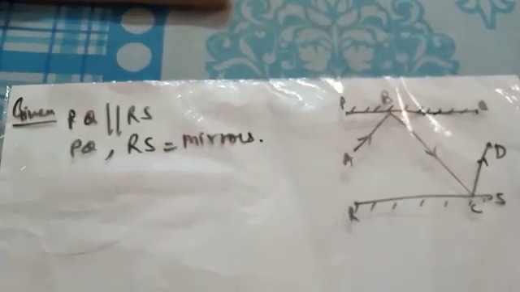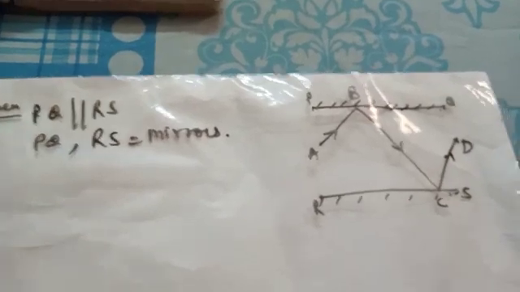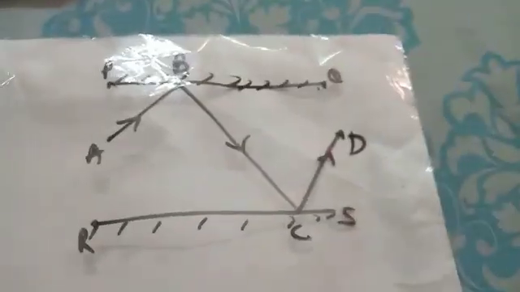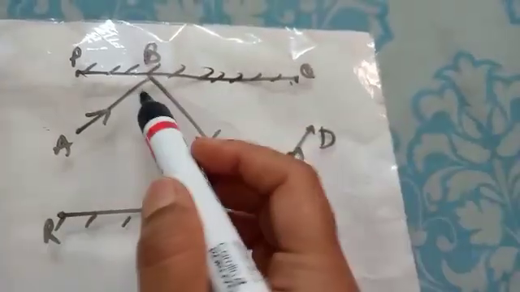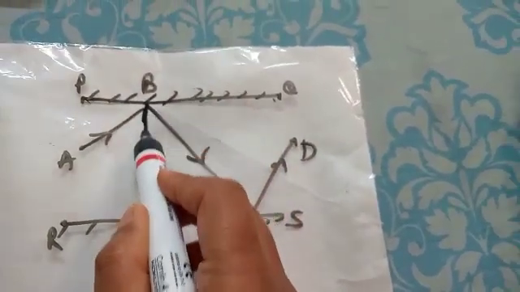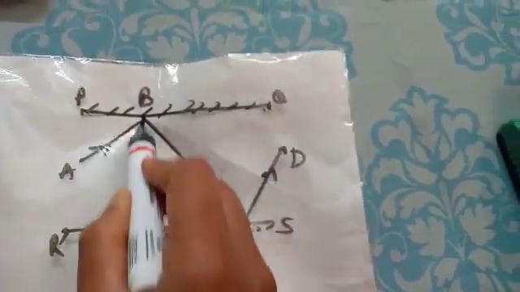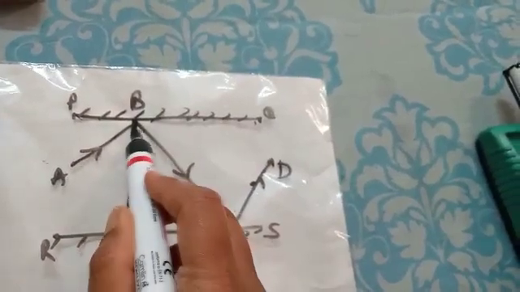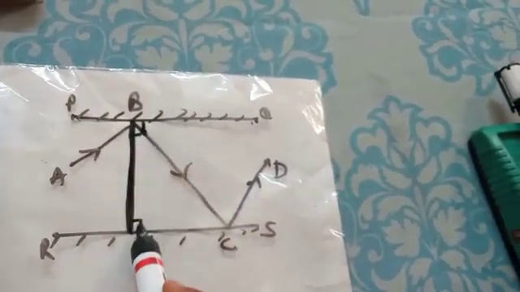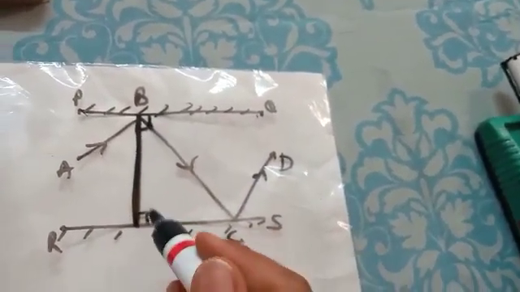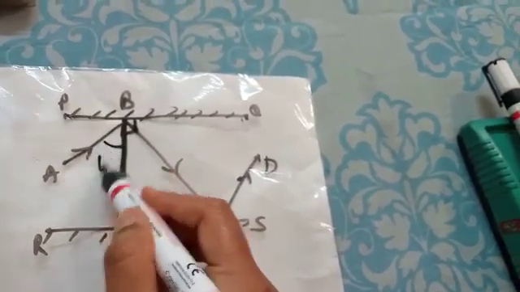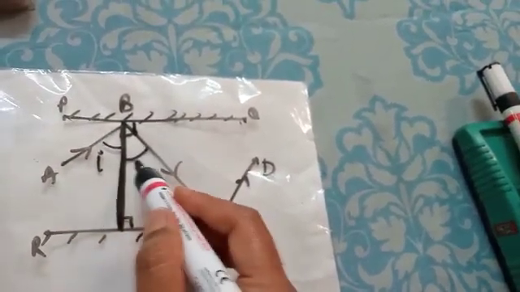So now in the question PQ is parallel to RS and both of them are mirrors. So I will be using the property of mirrors also. Now these two are mirrors. In mirrors we know that this is the normal of the mirror. Normal means how much will this angle be? 90. This angle will also be 90. So the normal of the mirror makes the angle of incidence and angle of reflection both equal.